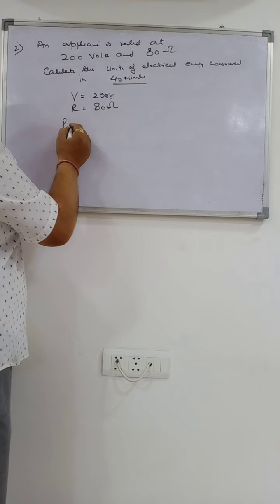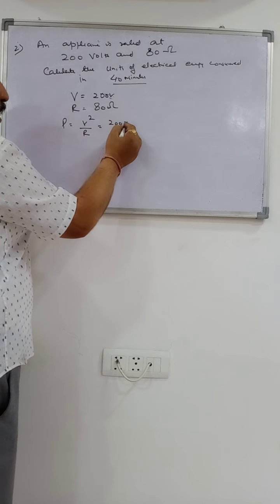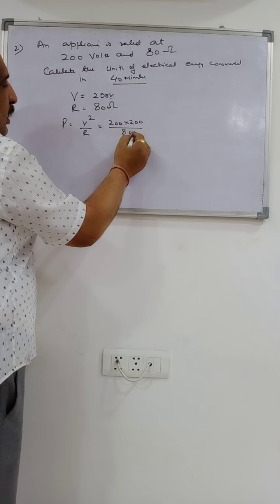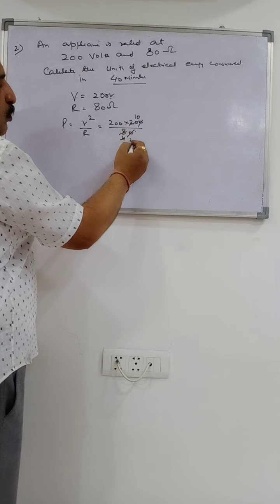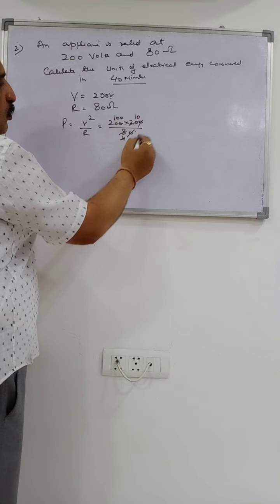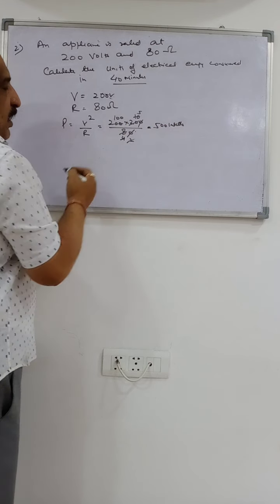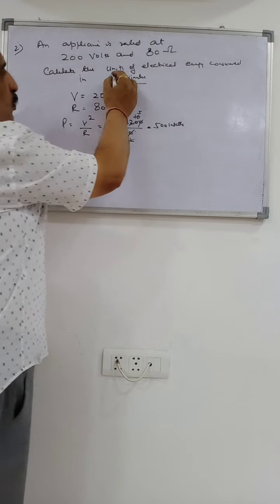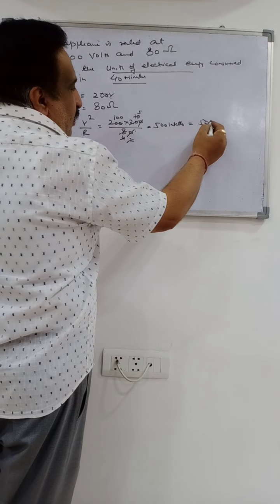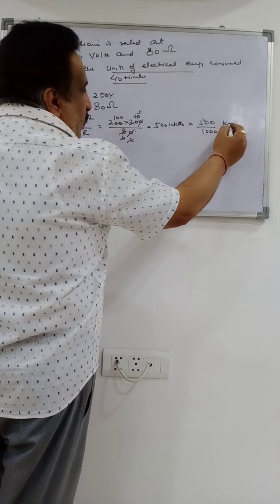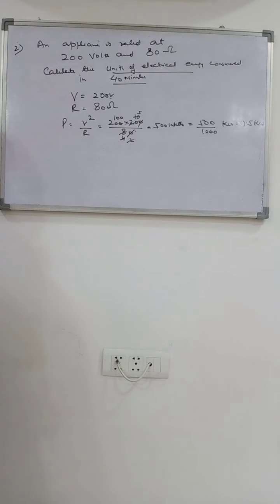So what will be power equal to? Find the relation between V and R. V square by R is equal to 200 into 200 upon 80. 0 cancels 0, 10 2s are 4, this cancels with 2, this becomes 100, this cancels with 2, 5 comes. That is 500 watts. But you want the units of electrical energy in kilowatt. You calculated in watts. So that will be equal to 500 upon 1000 kilowatts, which is equal to 0.5 kilowatt. That is the power of this appliance.